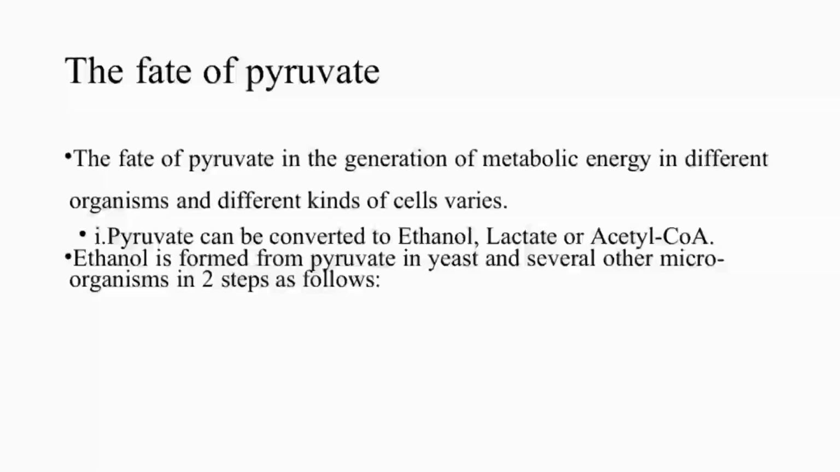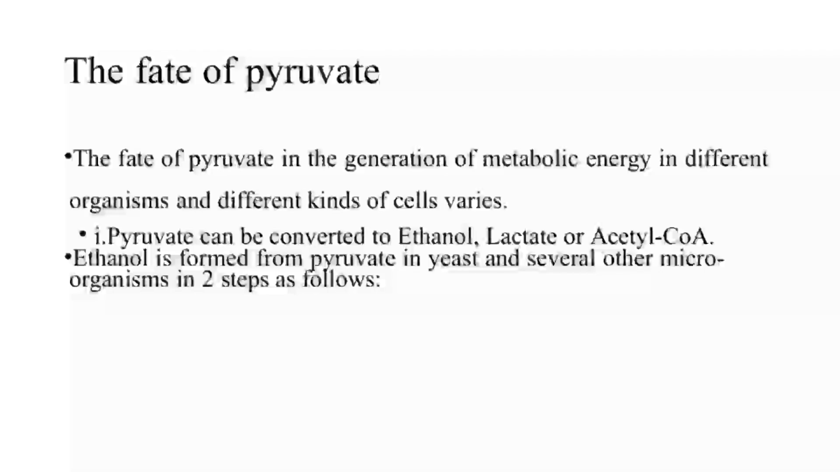In contrast, in muscle cells during intense exercise, pyruvate is often reduced to lactate when oxygen is scarce. And in most other cells, pyruvate is transformed into acetyl-CoA, which then enters the citric acid cycle to produce energy efficiently. So, understanding these different pathways helps us see how organisms adapt their metabolism to their environment and energy needs.